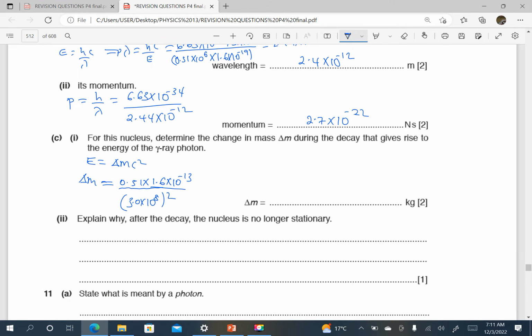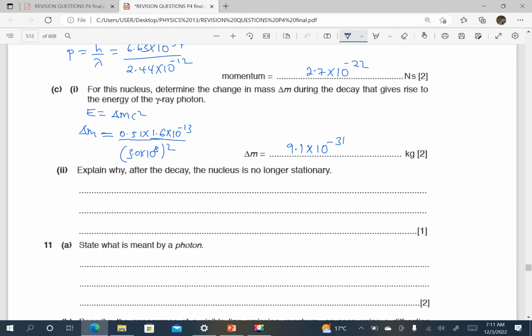So on my calculator, let me just divide this. So this is giving me 9.1 times 10 power negative 31 kilograms.